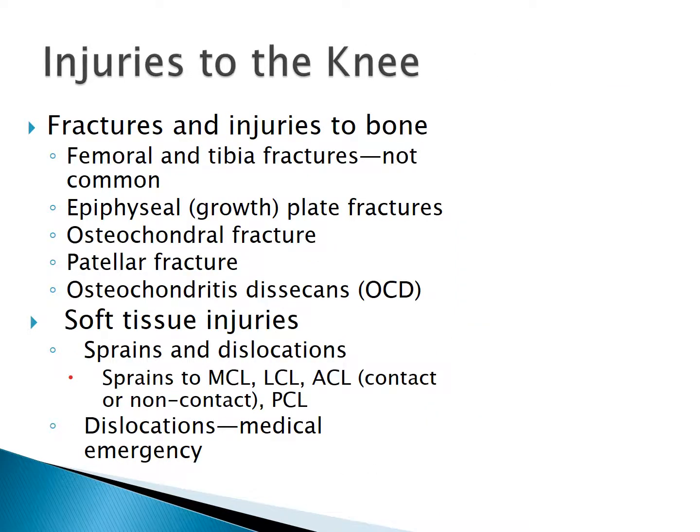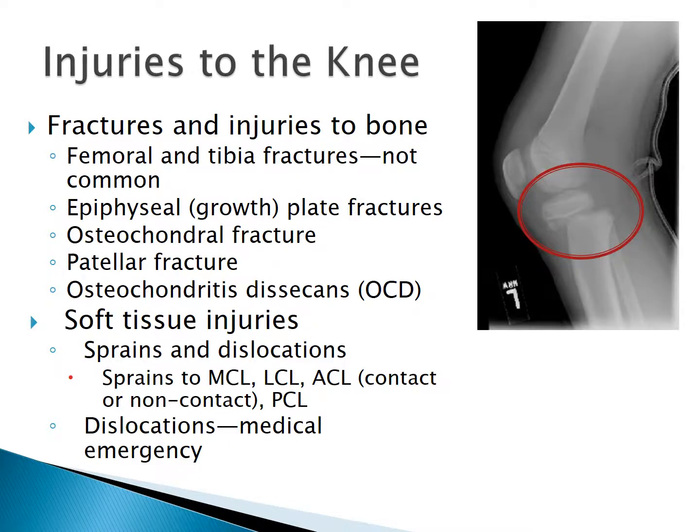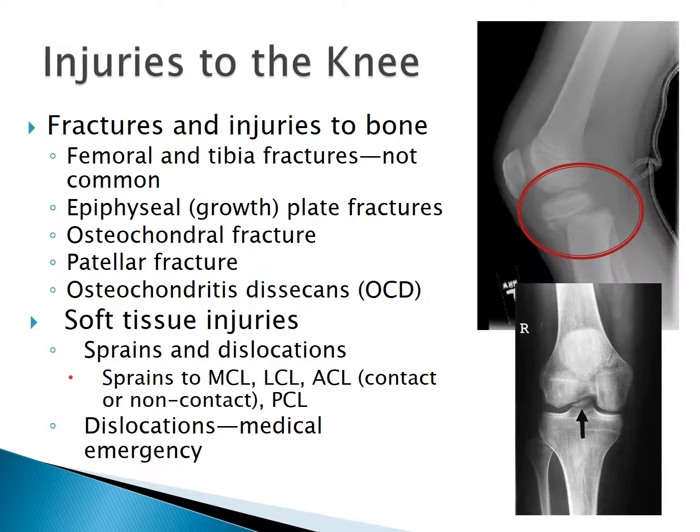While acute traumatic fractures to the femur and tibia at the knee joint are not common, they may occur with a significant force. Of particular concern is any fracture that extends through the epiphyseal or growth plate of an adolescent, or any fracture that compromises the articular surface. A fracture that extends from the bone into the articular surface is known as an osteochondral fracture.